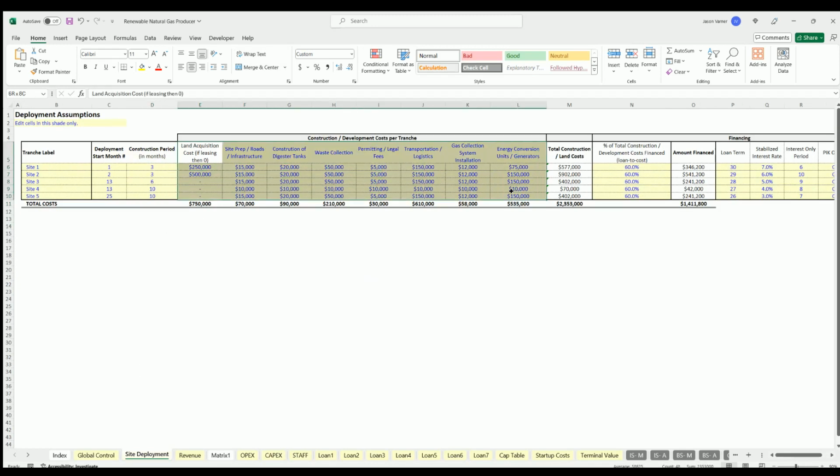this section here. Site work would be this one, and then land is just this column.